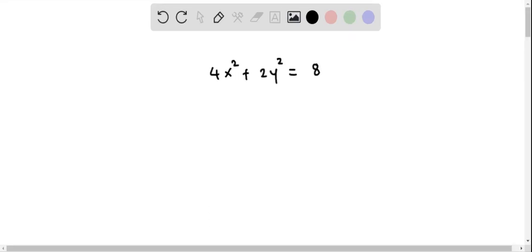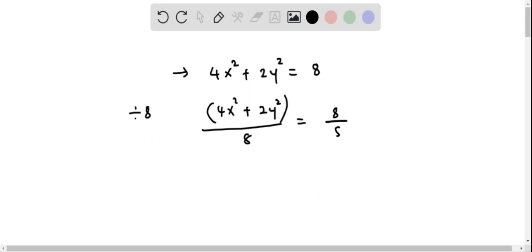We now write the standard equation of this equation, that is 4x squared plus 2y squared equals 8. First, I'm going to divide both sides by 8. So 4x squared plus 2y squared has to be divided by 8, and on the right side also, we divide by 8. We can write the left side expression as 4x squared divided by 8 plus 2y squared divided by 8, and this equals 8 divided by 8, which equals 1.